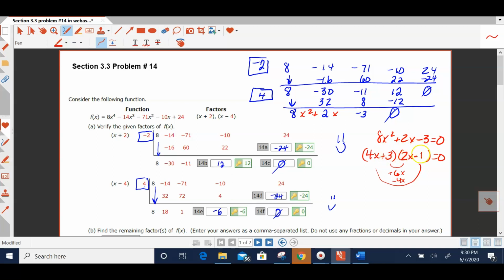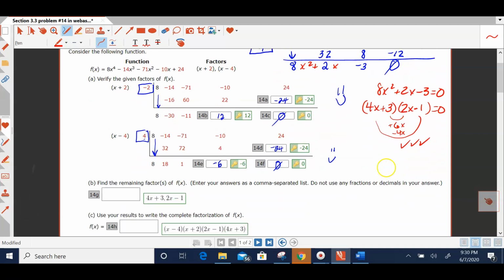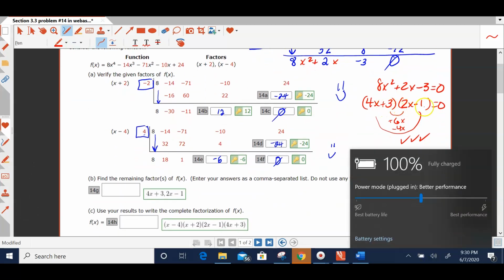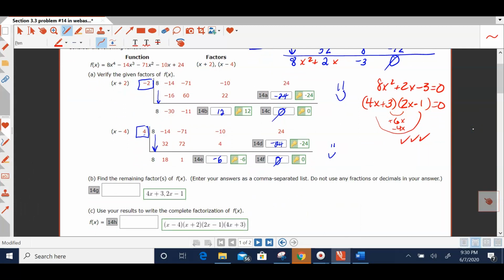Always check your work. That's a negative. That's a positive 6x, negative 4x. Okay, so that checks. So when they ask me to find the remaining factors, I have them right here. 4x plus 3, 2x minus 1.